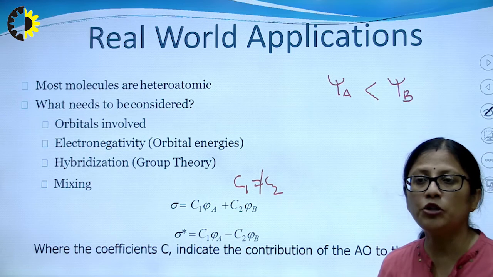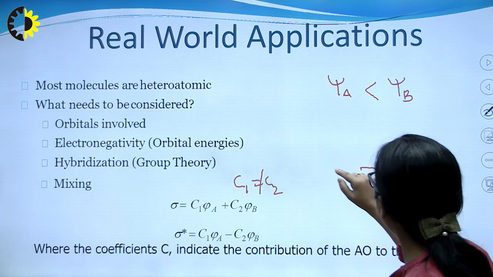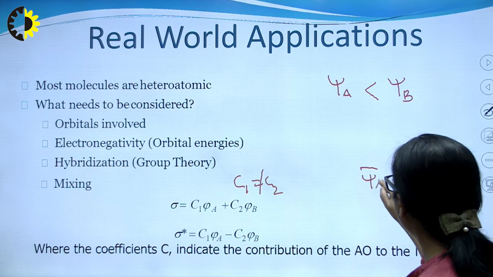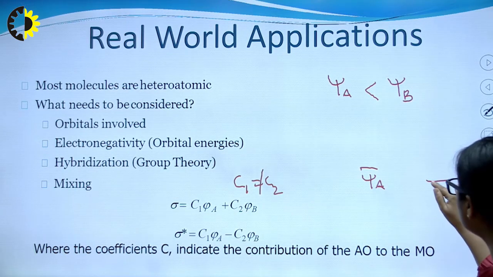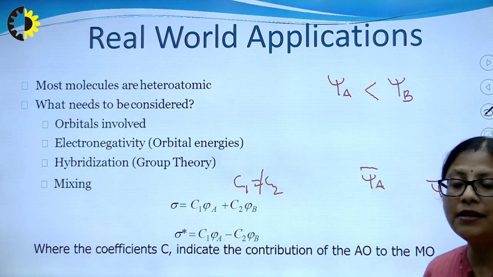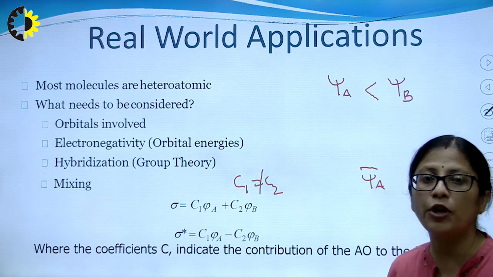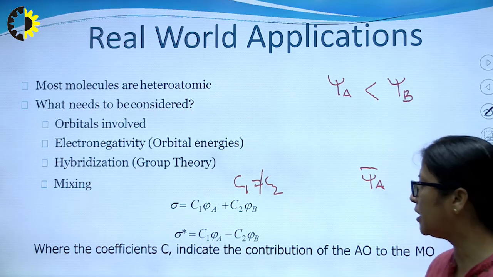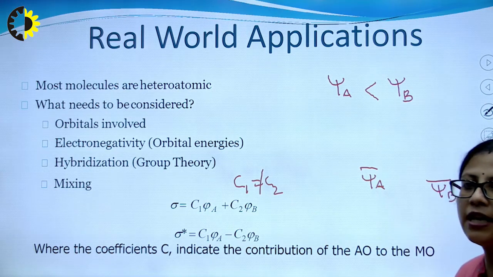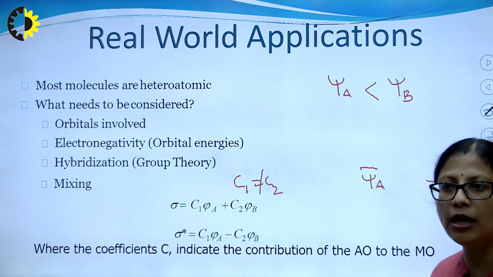So when we make the atomic orbitals, in this case, there is going to be an energy difference between the two atomic orbitals. This is psi A, which is higher in energy, and this is psi B, which is lower in energy. And it is happening because the electron distribution in the internuclear region is not going to be symmetrical between the two atoms because there is an electronegativity difference. So the more electronegative atom has more tendency to attract the electrons, therefore it is going to contribute more towards the bonding molecular orbital.